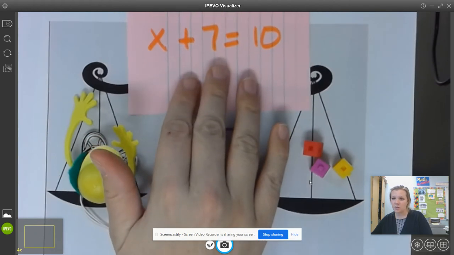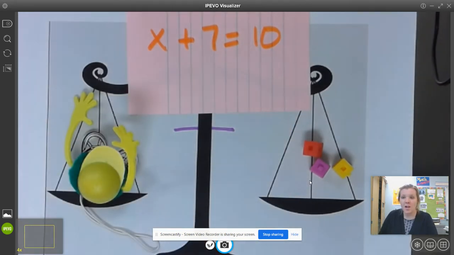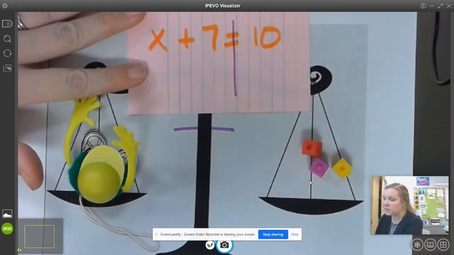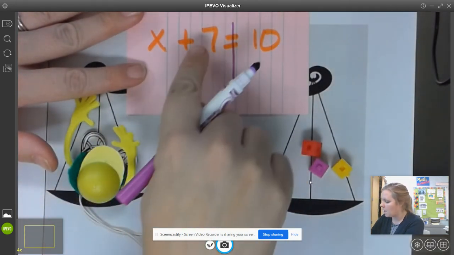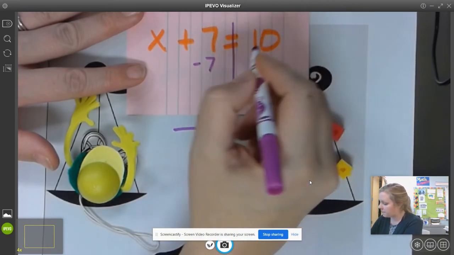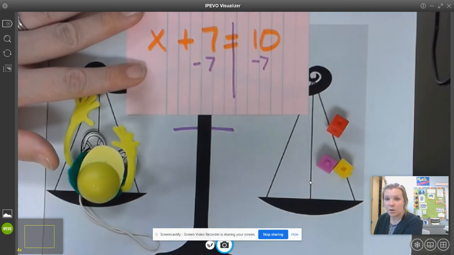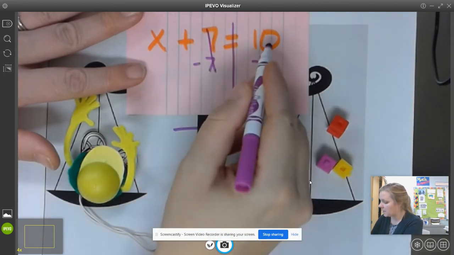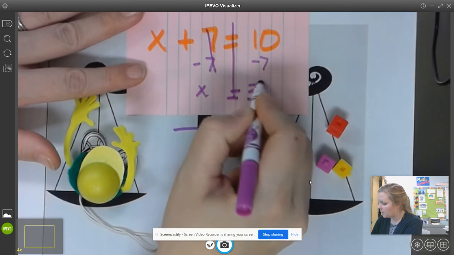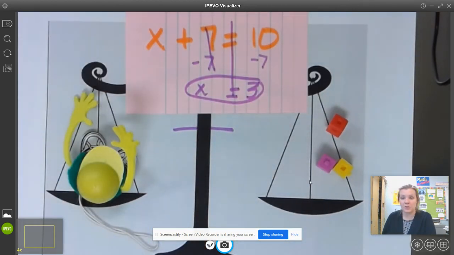You might have known that answer before. You might have known that x is going to have to be 3, but that's the process of how we're going to show the work. So if I draw a line through my equal sign representing the scale, I ended up taking away 7 blocks from this side, and that meant I had to take away 7 blocks from that side, and 10 minus 7 was 3, so x was equal to 3.